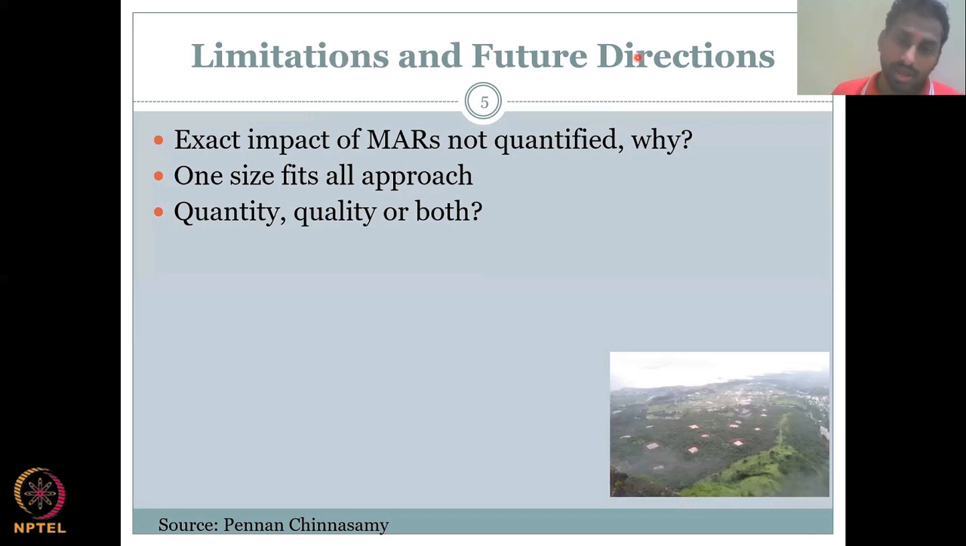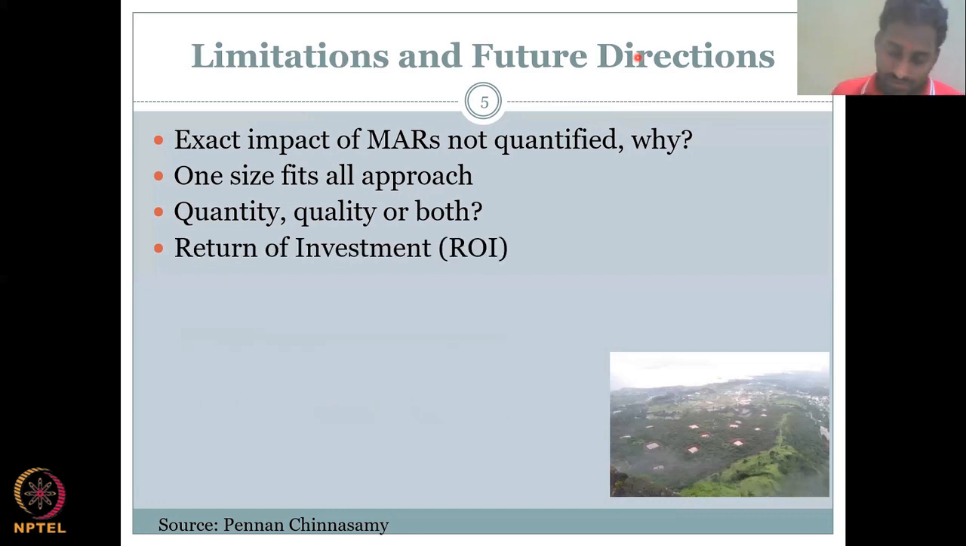Is it more quantity, quality, or both? So all these MARs, are they talking about quality or quantity or both? Please have this understanding of any water project that you look at. Is it only talking about quantity? Is it talking about quality, or both quantity and quality?